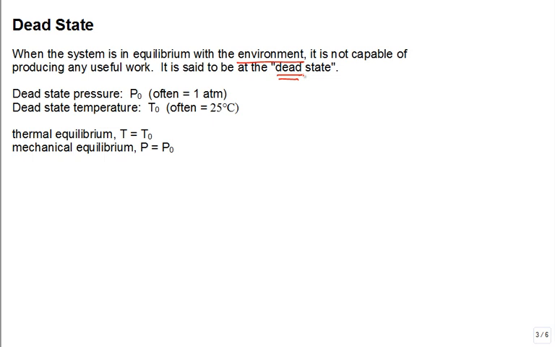So the dead state pressure is often 1 atm or 100 kilopascal. That's a typical value for the dead state pressure. As likewise, 25 degrees C is the dead state temperature. So at thermal equilibrium, the system temperature is equal to the environment temperature, and at mechanical equilibrium, the system pressure is equal to the environment pressure.